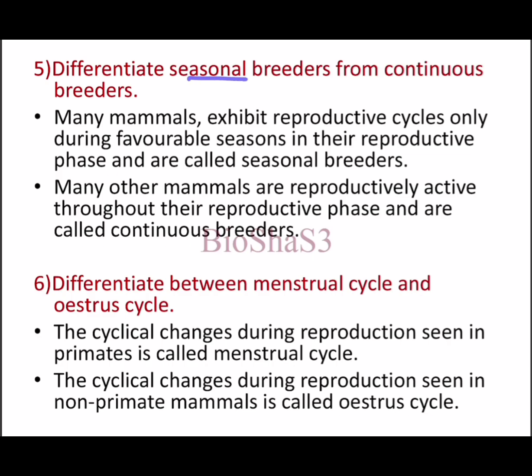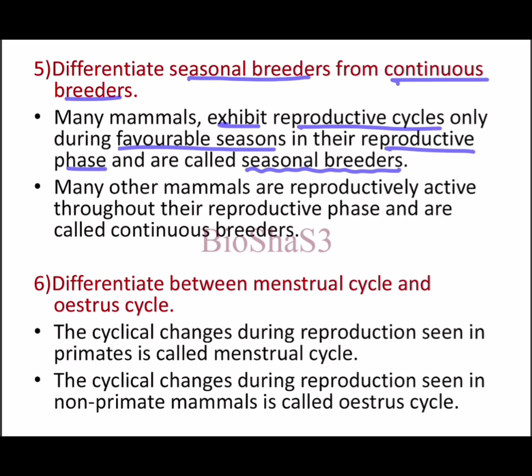Differentiate seasonal breeders from continuous breeders. This is also a very important question. In all the question papers, you can find this question for 2 marks or sometimes it can be asked for 1 mark as well for the definition. Many mammals exhibit reproductive cycle only during favorable seasons in their reproductive phase and are called seasonal breeders. What can you understand from here? Seasonal breeder means they are active only during the favorable season.